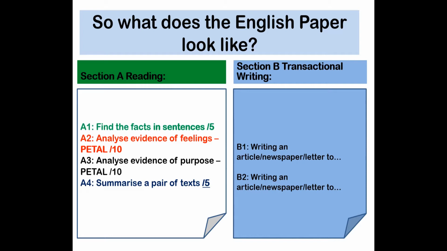This arguably is a harder question than question 1. Okay, and it involves you analysing evidence of feelings. It's marked out of 10, which means then you'll need 10 quotes for question 2 and explain how a character is thinking or feeling.